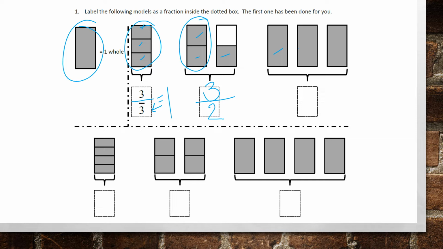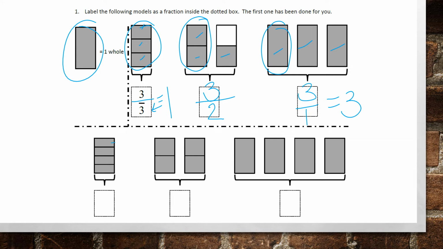Now we have 1, 2, 3 wholes here. So we know this is going to be the same thing as 3 wholes. But how many parts are there? Don't say no parts. There's 1 part. And we have 3 of those. So 3 over 1 is the same thing as 3.